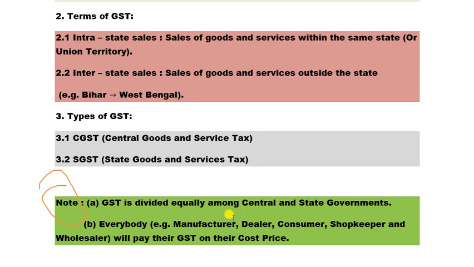Now the second one is that everybody, like manufacturer, dealer, consumer, shopkeeper and wholesaler, will pay their GST on their cost price. It's very important. On their cost price, everybody will pay their GST. You should remember that.